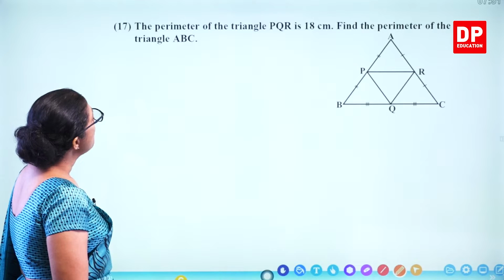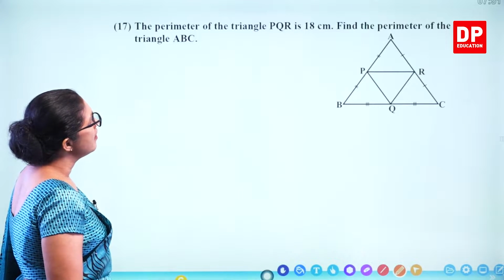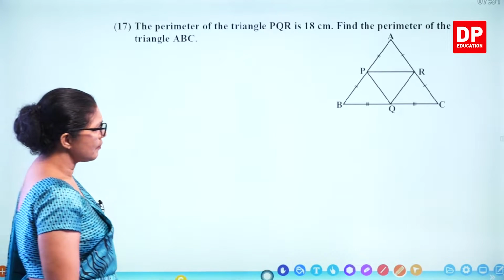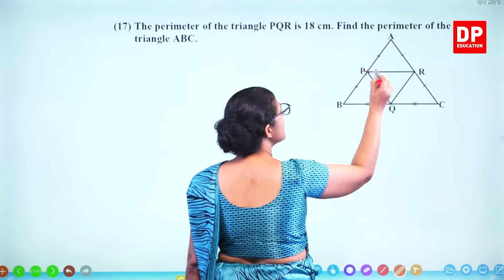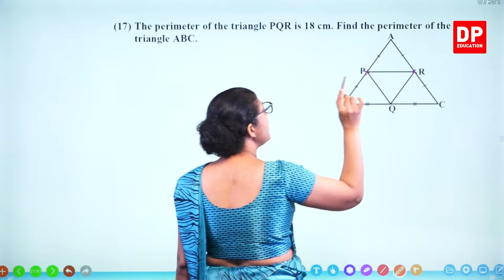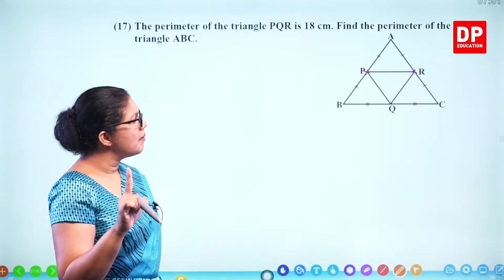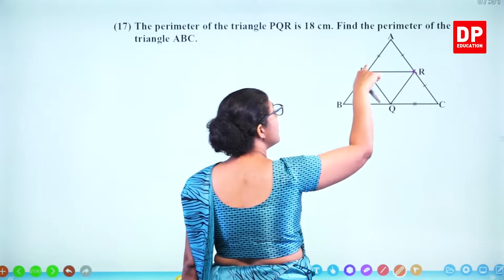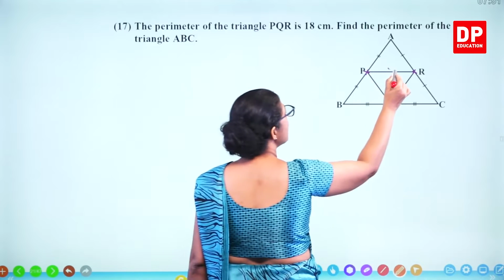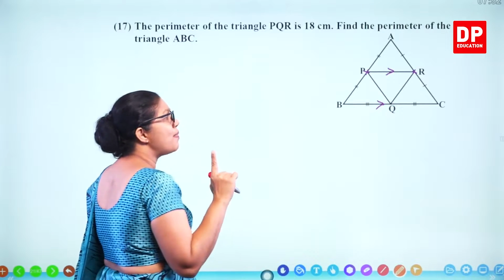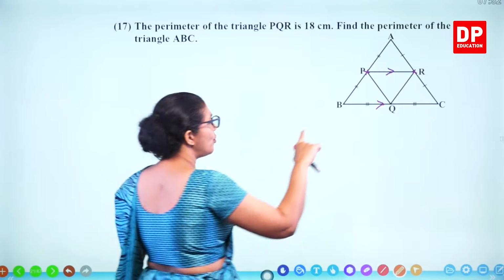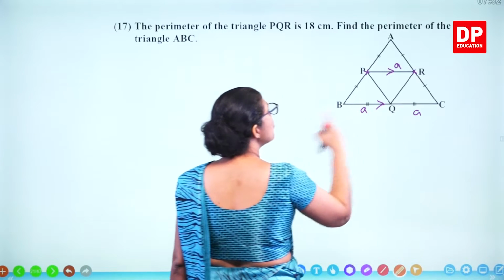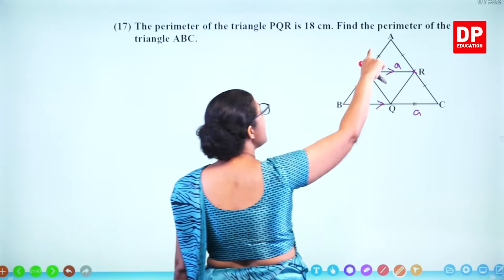Question number 17. The perimeter of the triangle PQR is 80. Find the perimeter of the triangle ABC. Now can you see these are midpoints? This is also midpoints. According to the inverse midpoint theorem or midpoint theorem, if you connect two midpoints, this is parallel to this one and the length is half. So if this is A, this is A and A, 2A. So same as the other side.